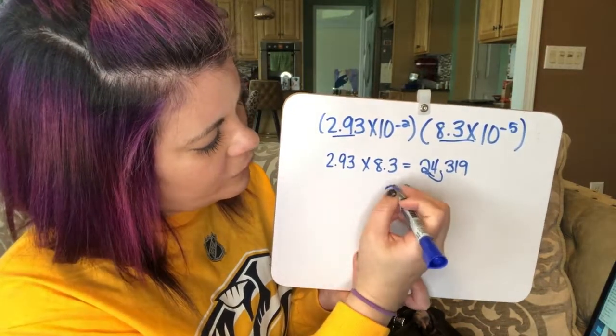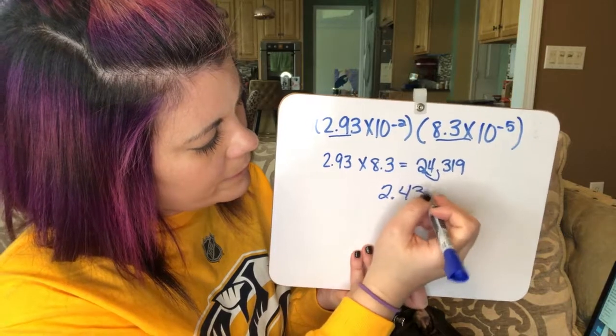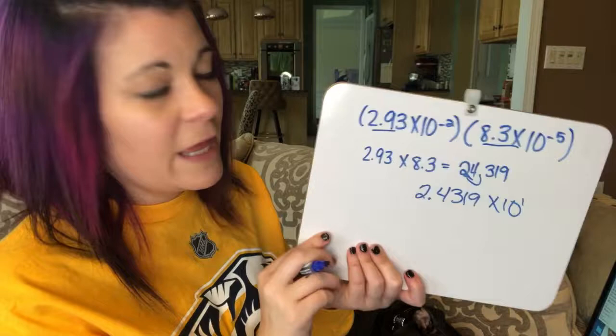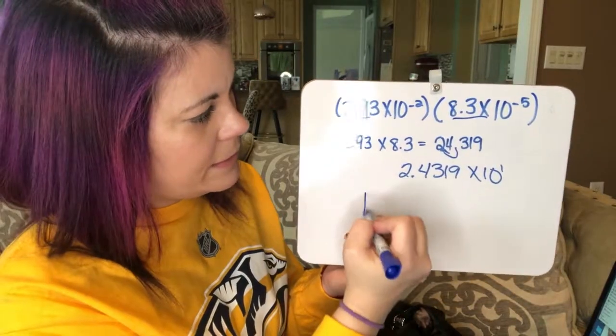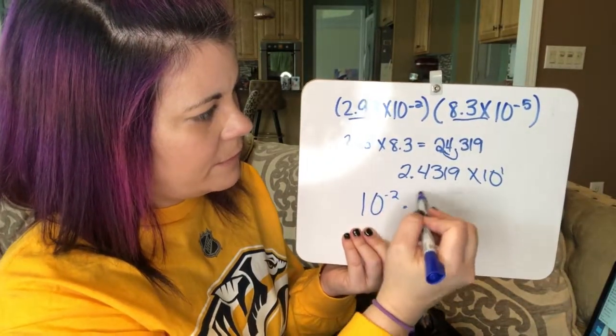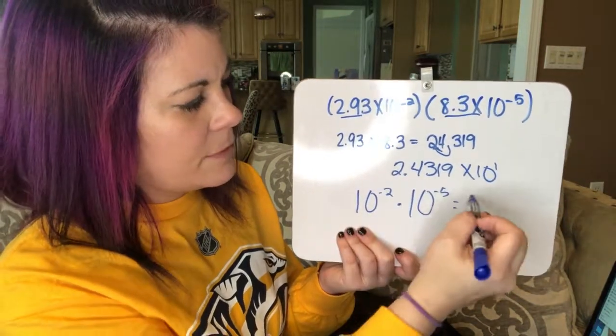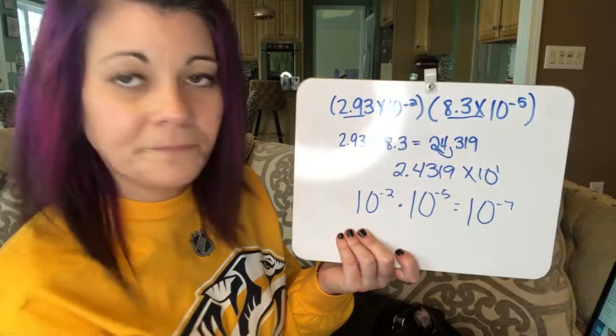I need to move it to 2.4319, and I moved it one time. So 10 to the 1st. And then I can deal with the powers of 10. I have 10 to the negative 2 times 10 to the negative 5. And we add the exponents, so 10 to the negative 7.